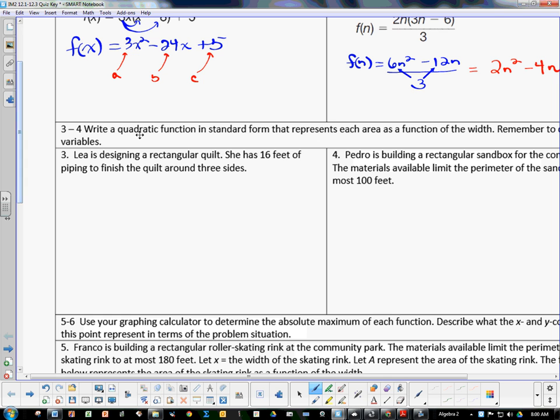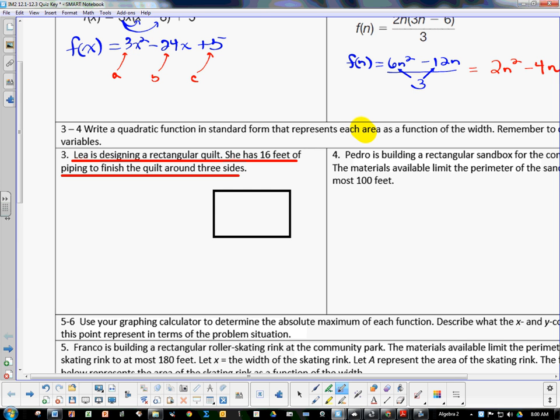the goal here is to write a quadratic function that represents the area. So that's very important. Make sure we're dealing with area. And these are going to be rectangles, so the area is always equal to length times width with any rectangle. All right. It says here, Leah is designing a rectangular quilt. She has 16 feet of piping to finish the quilt around the 3 sides. All right, so let's do this. Please always draw something. It's going to help you visually. We're only dealing with 3 sides, so I'm not going to worry about this side. This side is taken care of.